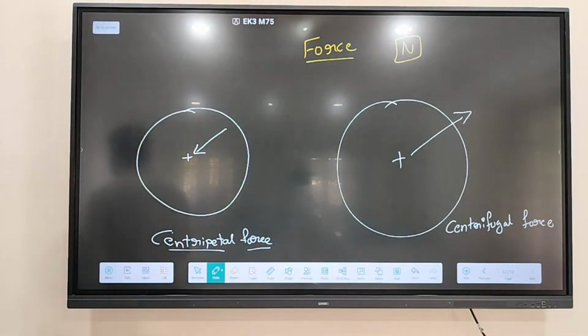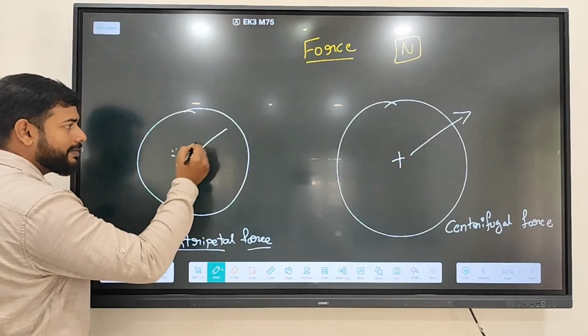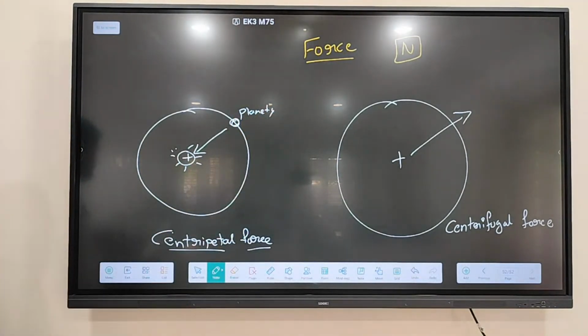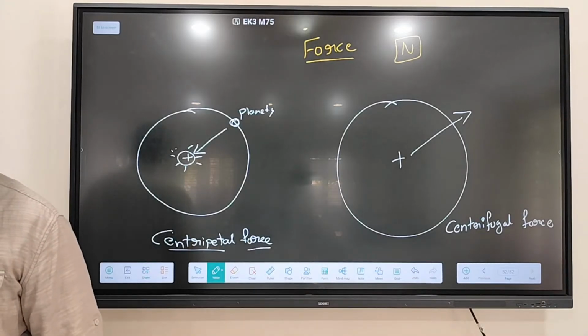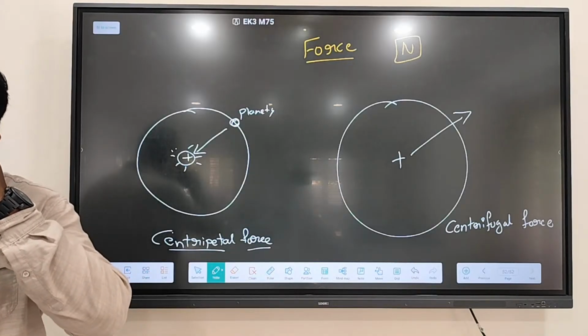Can you name any application or any example of centripetal force? Force of attraction towards the center. Yes, very good example. Planets revolving around the sun, right? At the center, sun is there. Towards the sun, all planets are revolving. Centripetal force. Moon revolving around the earth. Artificial satellites revolving around the earth. These are the examples of centripetal force.